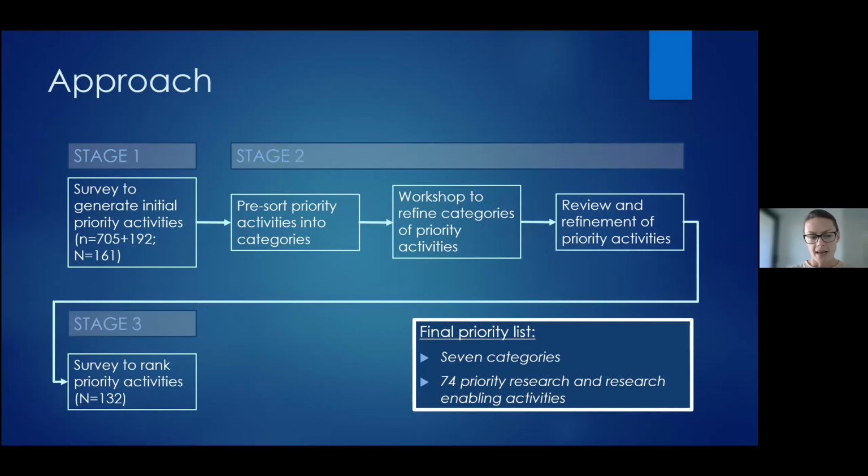So then the last stage was another survey. We went back out to the coastal geoscience and engineering community and we presented the community with these 74 priorities and we said, can you rank them? So we presented people with each category in turn and people were asked to rank each priority activity from no, it's not a priority, it shouldn't be included in the list, and then on a scale of 1 to 5, 1 being not very important, to 5 being absolutely critical, we need to deal with this tomorrow. And we had 132 people complete that stage 3 survey.